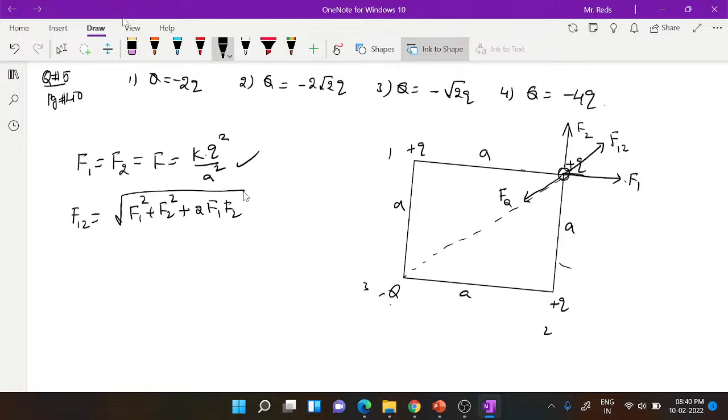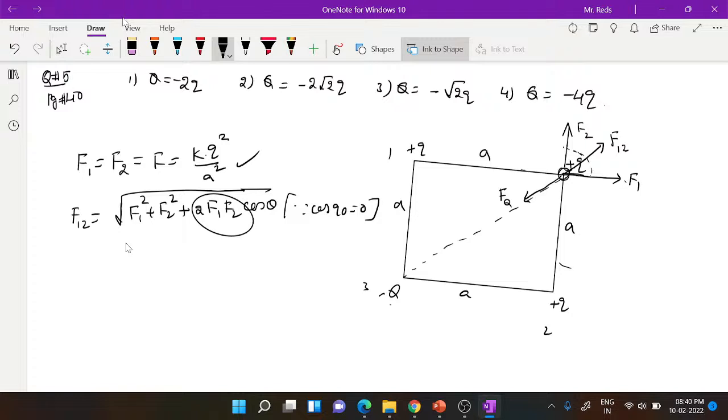Is it clear? F2 F1 F2 cos theta. So here theta is the angle between these two charges. It is nothing but 90. But cos 90 is 0, so this entire term will become 0.